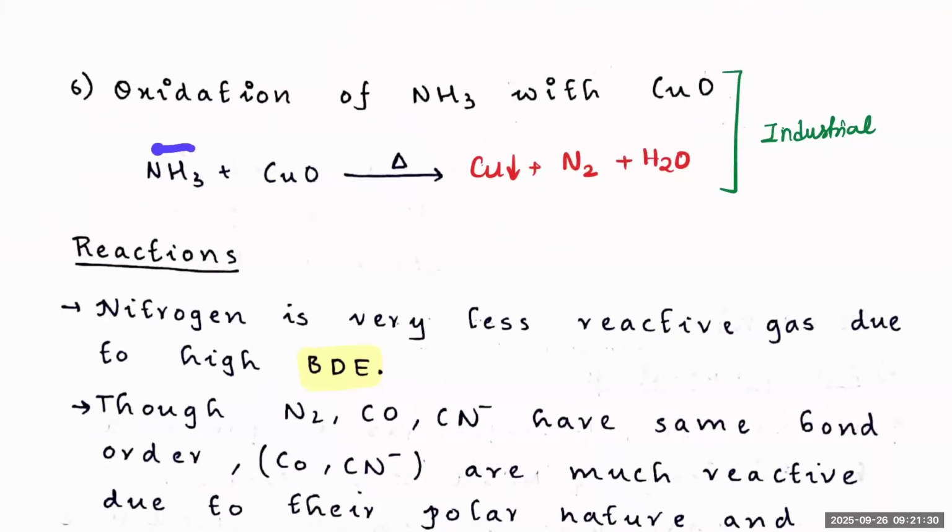See, you can make ammonia oxidize with cuprous oxide, where copper will get reduced on heating, and the ammonia part will convert into N2 gas. This is again an industrial way of obtaining nitrogen gas.